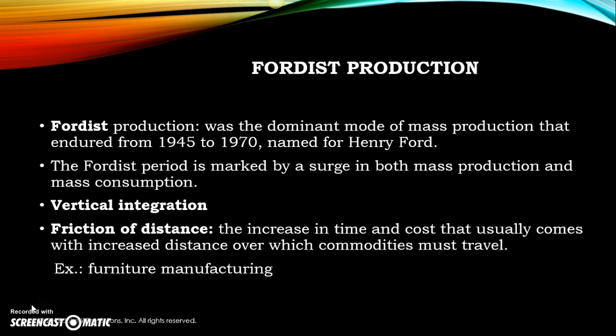Okay, and a big piece of why you want that vertical integration to occur is that it helps you decrease what's called friction of distance. Okay, and friction of distance is really just the increase in time and cost that typically comes with increased distance over which commodities must travel. Right, so a great example of how friction of distance can be a limiting factor are things like furniture manufacturing. And the trick with furniture manufacturing is that it creates products that are both heavy and bulky. Okay, and awkward to ship.